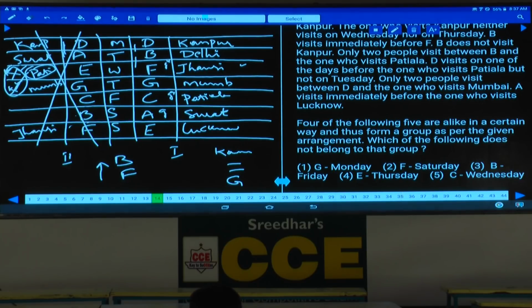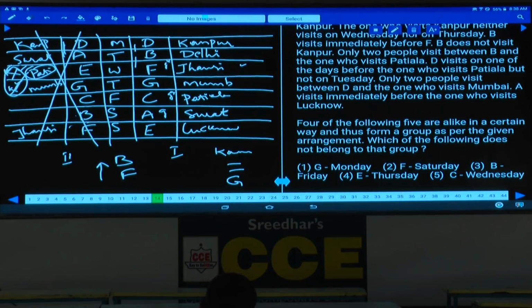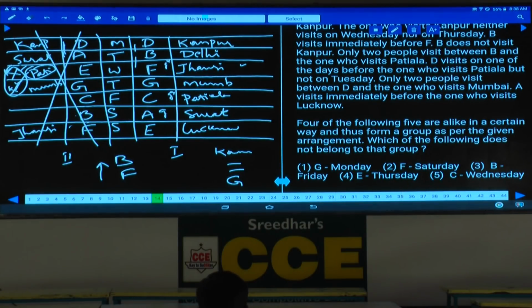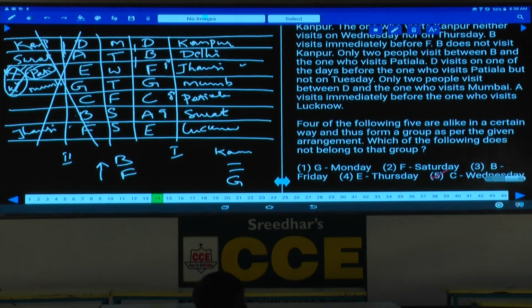Now, in this odd man out, G Monday. What happened to this one? G and Monday? Between G and Monday, how many persons are there? There are 2 persons. And F and Saturday, how many persons are there? Again, there are 2 persons. And B and Friday, again, there are 2 persons. E and Thursday, again, there are 2 persons. And C and Wednesday, there is only 1 person. And so, what is your answer here? Except choice 5, in the remaining, between this person and the day, there are exactly 2 persons, but here there is only 1 person. Hence, question number 14, choice 5.